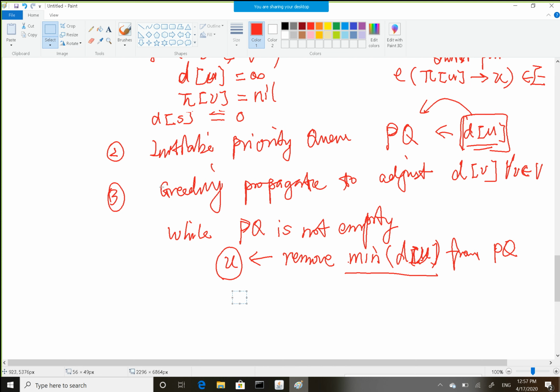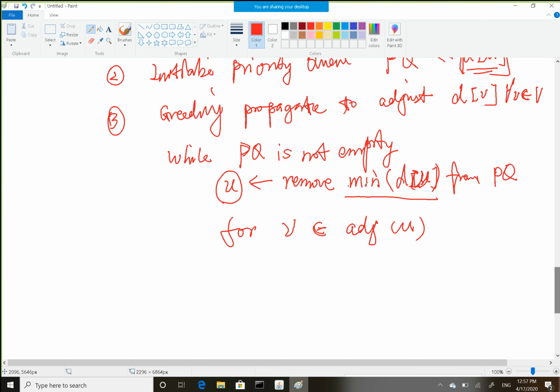You see, let's say this is u. For any v belonging to the adjacent of u, you check every vertex adjacent to u. This is u, and this is an adjacent one. Then what you do is relaxation. Relaxation means you say d[v] is equal to the minimum of d[v] or d[u] plus the weight w(u,v). You get the minimum one.